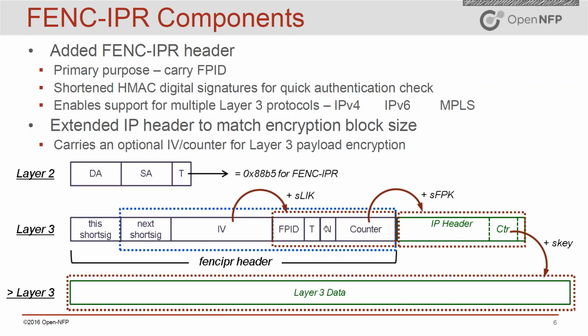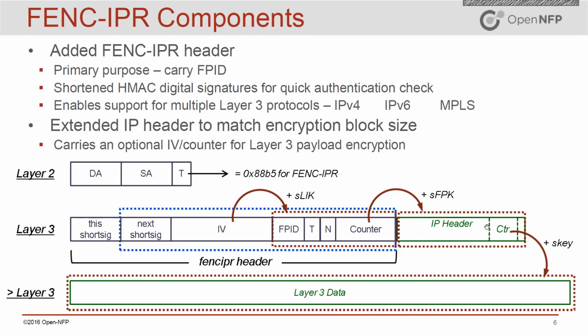We have the FPID, we have the next type and the next size, and then we have a counter that can serve as a similar kind of initialization vector to encrypt the next header. And the next header here is an IP header. In the IP header, we'll see a detail in a little bit, but it's the regular IP header. But we need to pad it out. The regular IP header is of course 20 bytes.